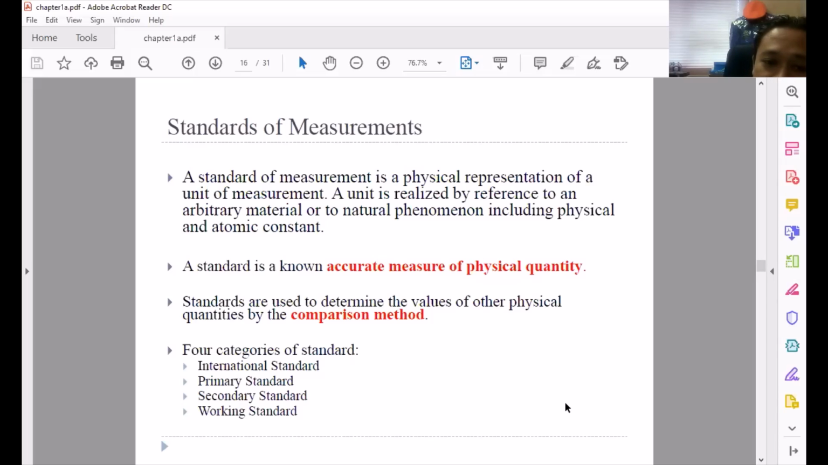For example, our battery is the standard. We have the standard value of 14.8 volts, and then we can use another instrument to measure this battery, which we call the comparison method. We have four categories of standards: the international standards, which I mentioned is the SI system, then the primary standard, the secondary standard, and the working standard. So we go one by one.